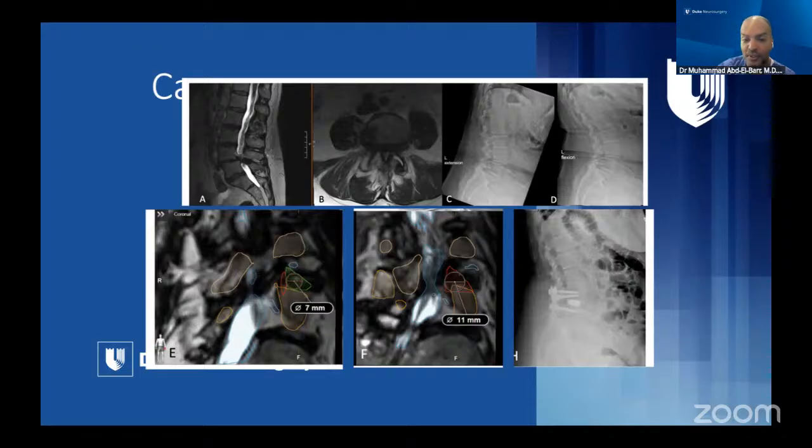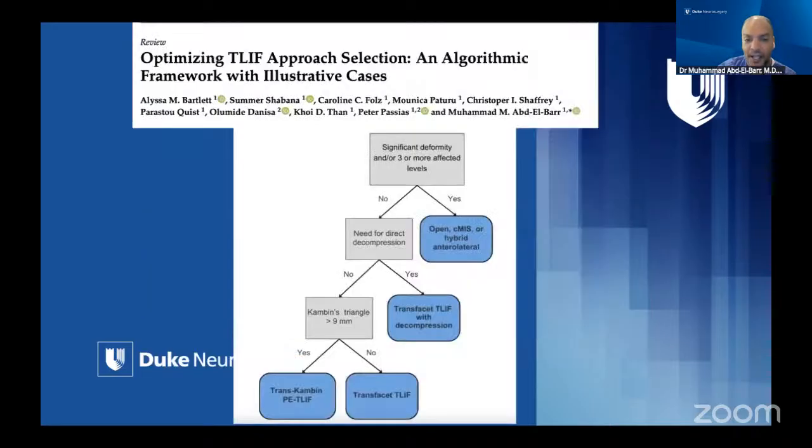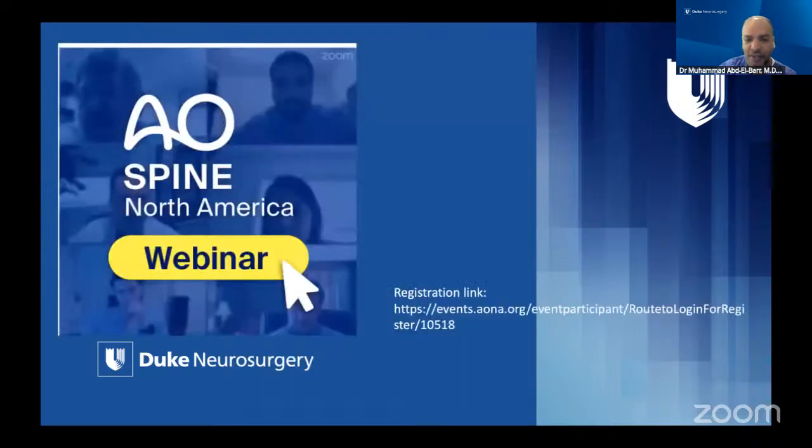So for posterior fusions, should we use Dr. Hamid's transcambin? Should we also use the transfacet that he's talked about? Now we don't just go on surgeon preference, but we actually have morphological markers to decide. I won't get into this now, but we've done a new TLIF algorithm. If you're interested, I think on Wednesday I'm giving an AO seminar talking about this TLIF algorithm. So stay tuned to that if you have time.